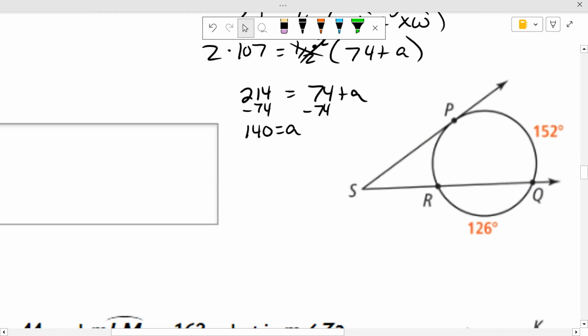Looks like my angle's on the outside of the circle. Angle S is on the outside. So am I going to add or subtract? Subtract. Now this is 152, this is 126. What's left for PR?